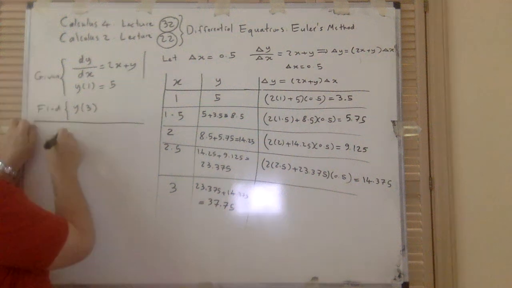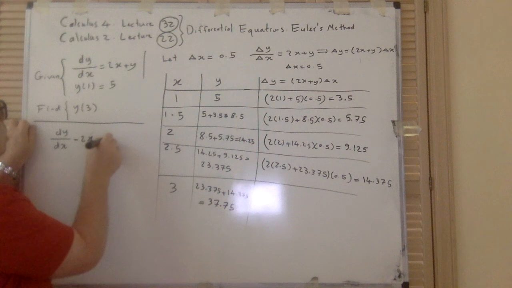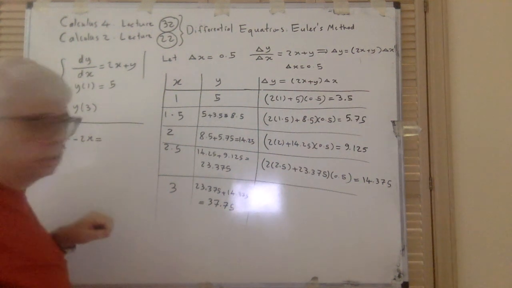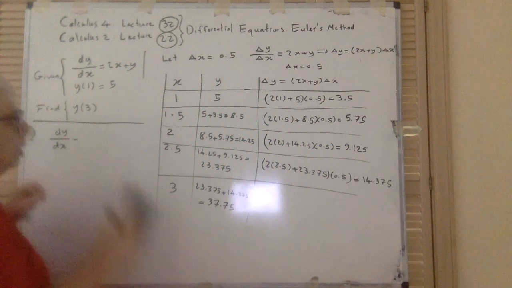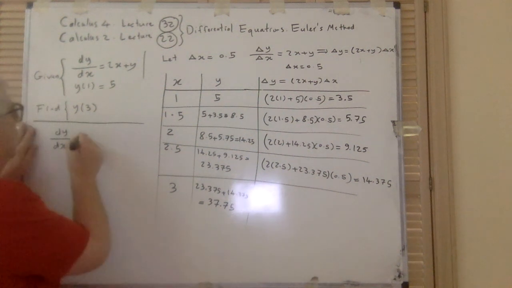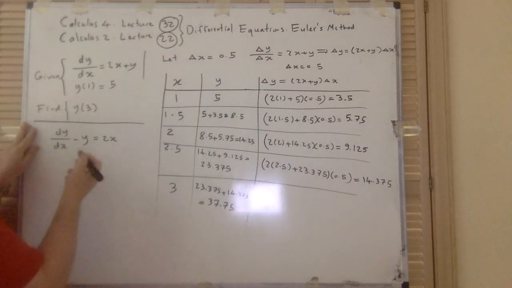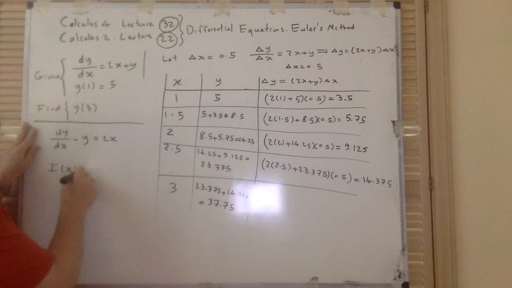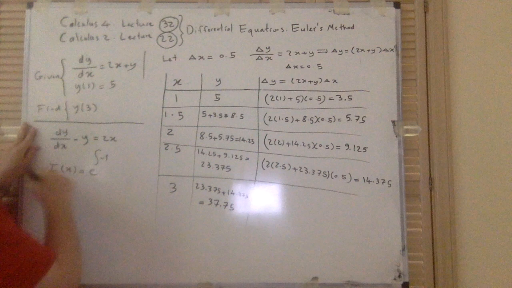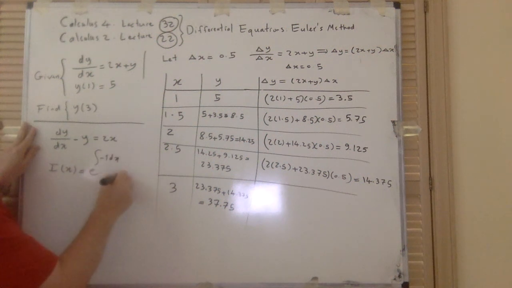So let's solve this thing. This is dy/dx minus y equals 2x. So that's q(x), whatever that is. I need the integrating factor mu of x, which is e to the power integral of minus 1 dx. So I have e to the power minus x.